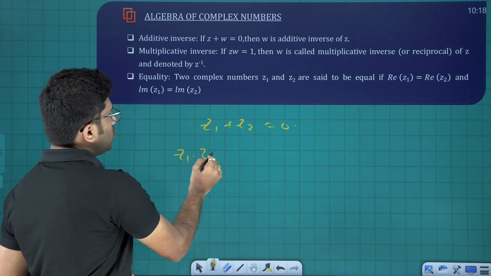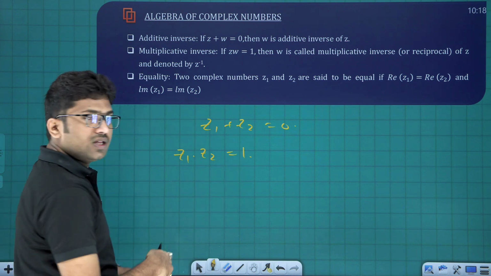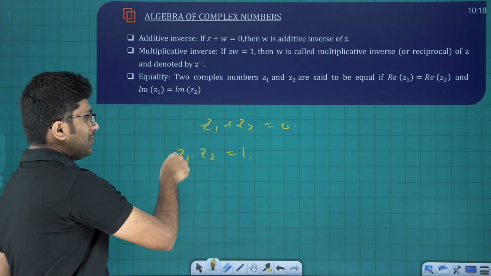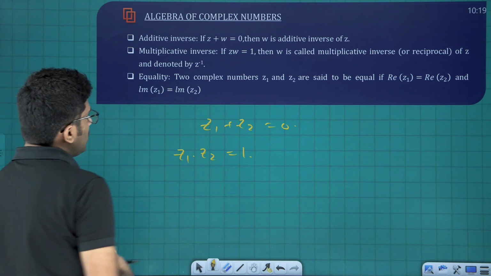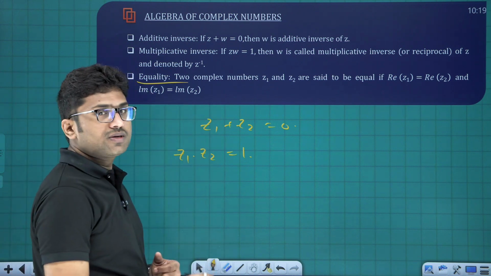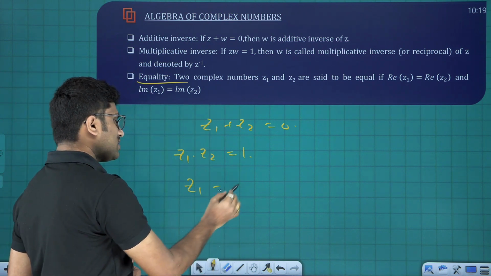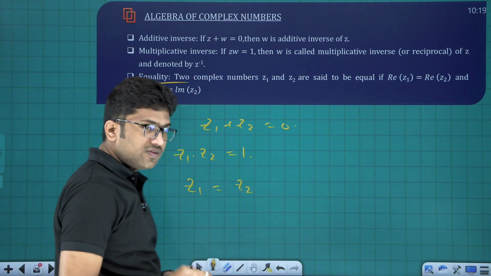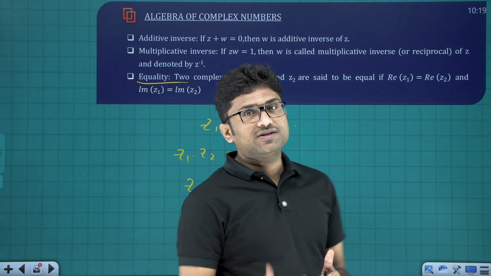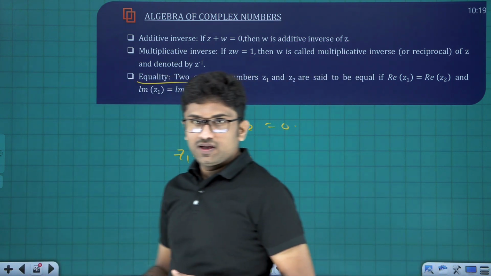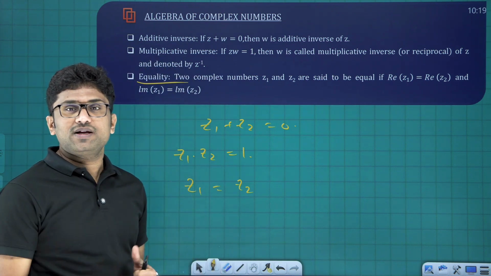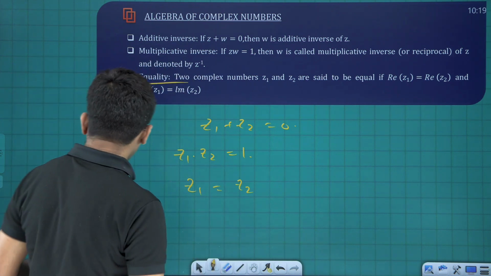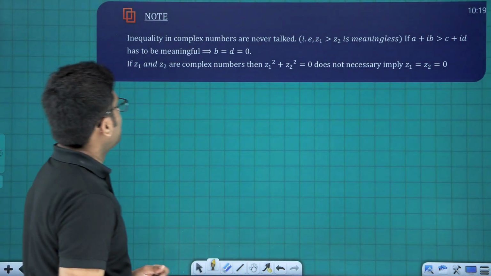If z1 into z2 is equal to 1, then we call z2 the multiplicative inverse of z1, or z1 the multiplicative inverse of z2. Next, equality of two complex numbers. Two complex numbers are said to be equal if their corresponding real parts and imaginary parts are equal. If both the real parts and the imaginary parts of two complex numbers are equal, then only we call them equal complex numbers.